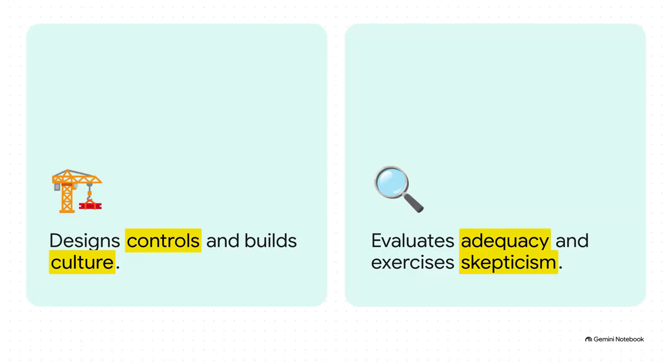There is a very strict separation of duties here that we need to acknowledge between management and internal audit. Management is responsible for actually preventing the fraud. They design the controls, they implement them, and they build a fraud-resistant culture. Internal auditors do not design those controls. Instead, your job as an internal auditor is to evaluate the adequacy of those controls, raise awareness, and exercise rigorous professional skepticism. You are the independent set of eyes confirming if management's defenses actually hold water.